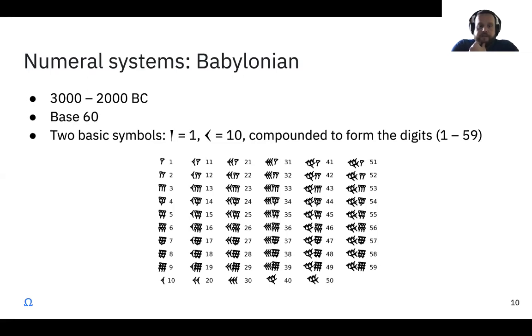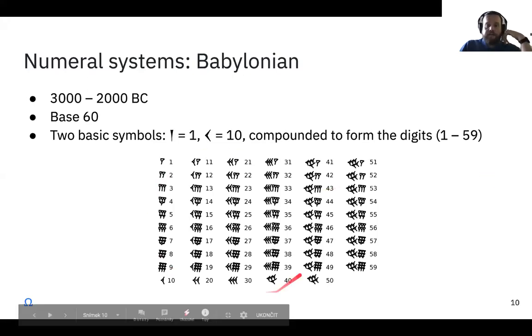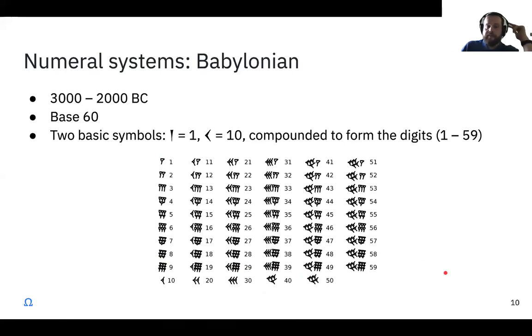And they used two basic symbols, one for 1, one for 10, and it was compounded to form the digits. So you can see that all those things you see here are individual digits, and they were positioned next to each other to form higher numbers.